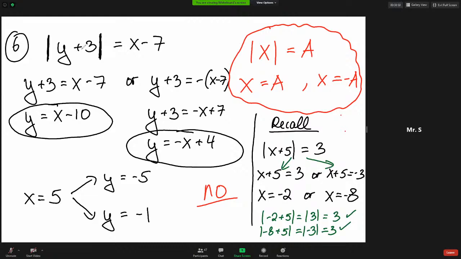Here, we weren't necessarily looking for numerical solutions. We were solving for y, but it's the same property that we have to use. We have to consider the positive and the negative. Got it. Thank you, Professor.